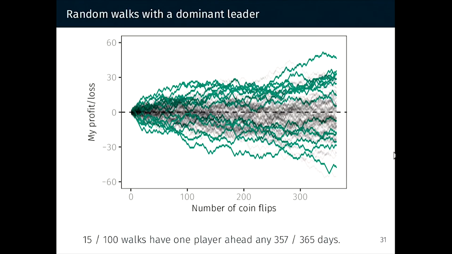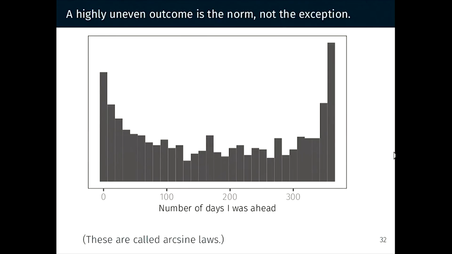So we can go a step further, and we can just say for each path, I'm just going to look at the number of days I was ahead and do that for many paths and plot a histogram. So here's that histogram for 1,000 walks. And we know it has to be symmetric because it's a fair game. We can interchange my roll and your roll, and the game doesn't change.